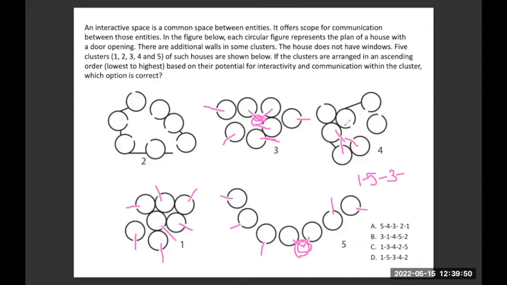One, two, three. So I'm getting some kind of interactive space here. This will come, this comes, and this comes. So I'm saying four clusters are interactive, and then there is something happening from this side here also. In number two, one, two, three, four, five, six, and then seven. I will say number two is the one with the maximum interaction possibility, which comes at the end. Four comes in the middle. And the correct sequence is 1, 5, 3, 4, 2, which is option D.